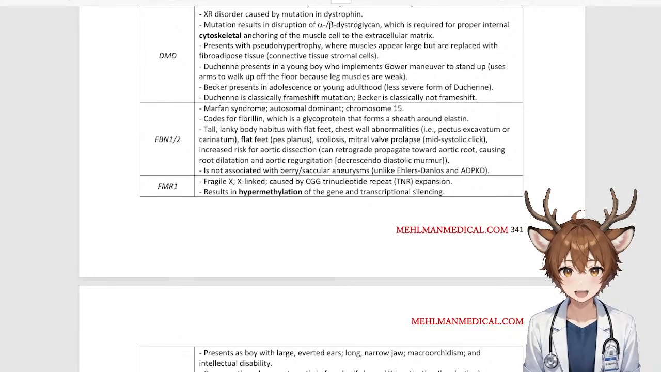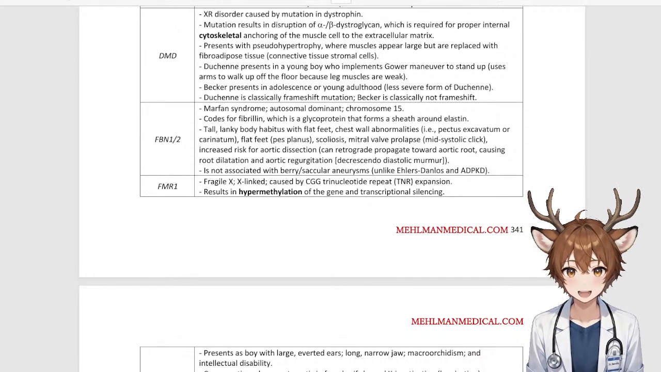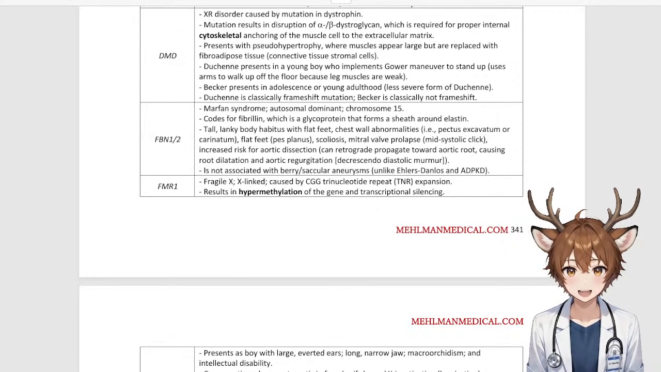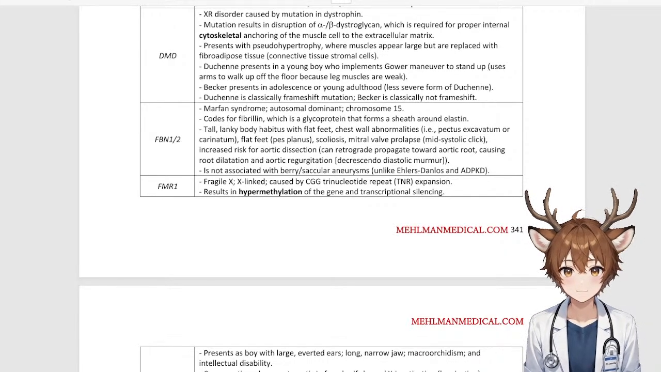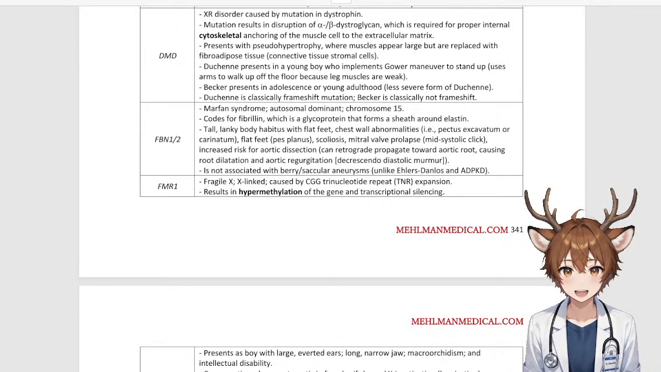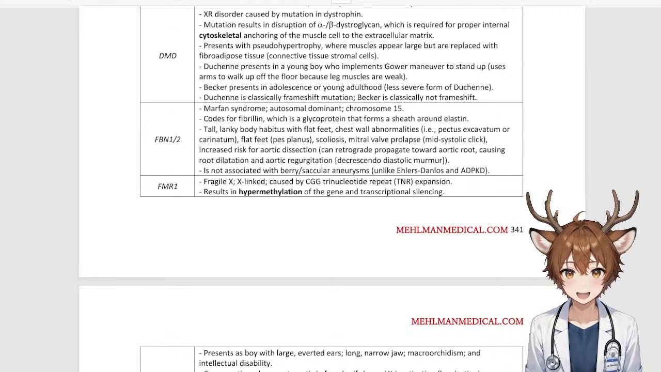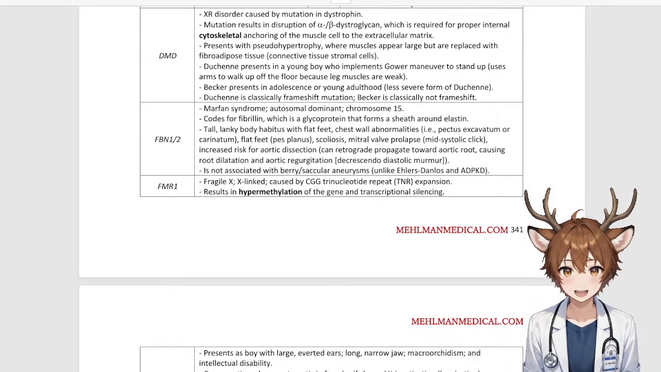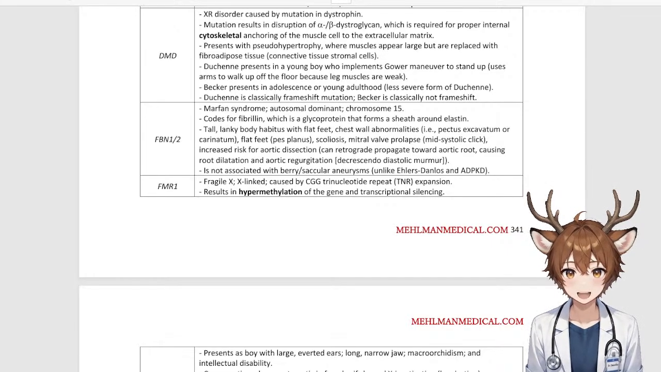We are back. DMD. X-linked disorder caused by mutation in dystrophin. Mutation results in disruption of alpha-beta dystroglycan, which is required for proper internal cytoskeletal anchoring of the muscle cell to the extracellular matrix. Presents with pseudohypertrophy, where the muscle appears large but is replaced with fibroadipose tissue, connective tissue from stromal cells.